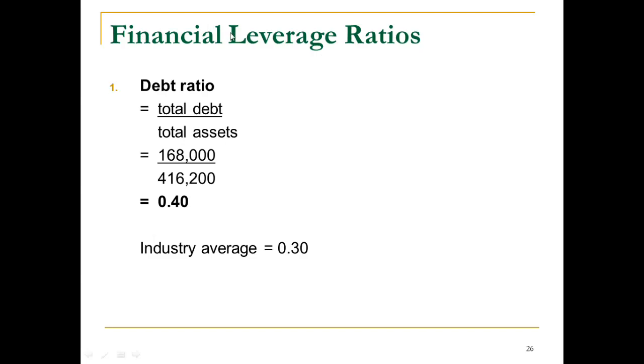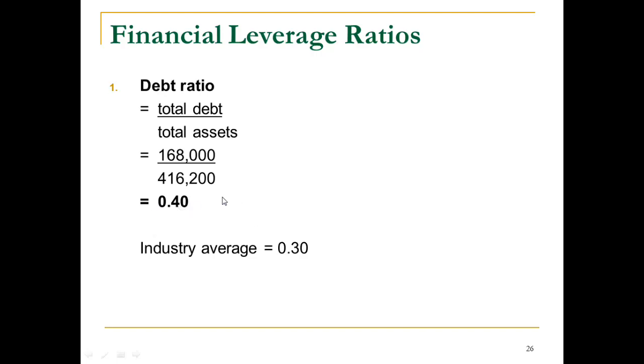And the next ratio is the financial leverage ratio. Now we have the debt ratio, which is the total debt divided by total asset. So you take the total debt, which can be retrieved from your balance sheet, and then you divide by the total asset, which is also from the balance sheet. So here you have a debt ratio of 0.4.